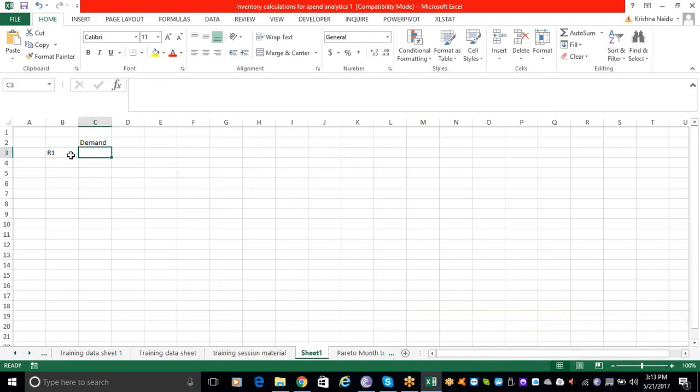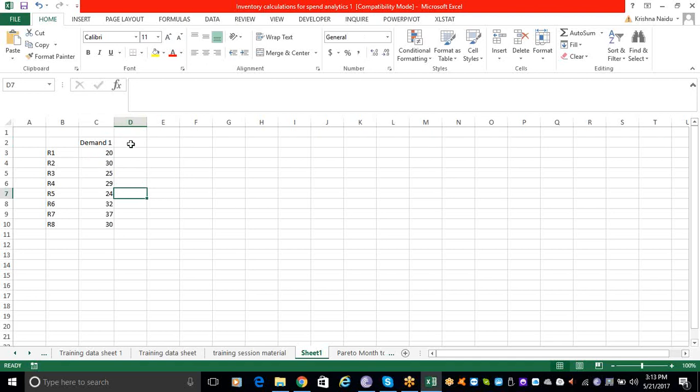Suppose the demand for requisition one, I'll write R1, is 20 units. Next is requisition two, 30. Then 25, 29, 24, 32, 37, then 30. So this is the first demand. I am giving the first scenario, scenario number one.